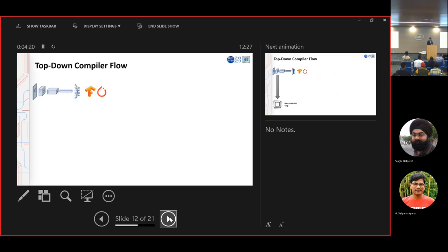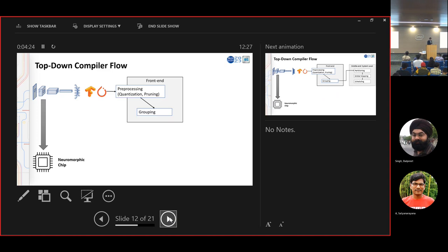And so internally what we use is a top-down compiler flow. If we want to run the compiler, we start with the front end where we do the pre-processing, so the quantization, then grouping all the operations in the graph that are in the same core. Then in the middle end, we have a top-down approach, right?